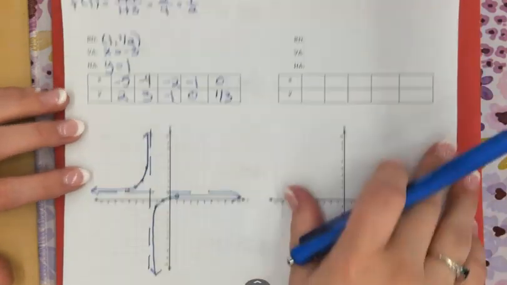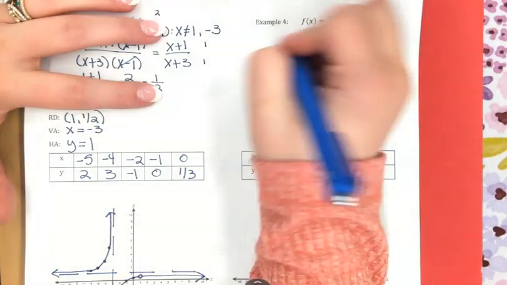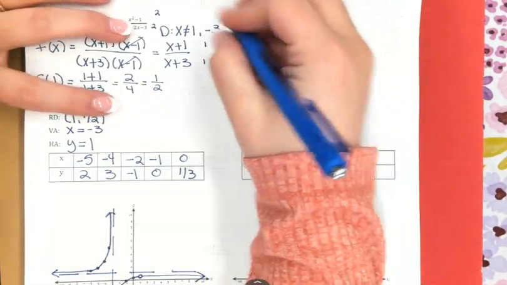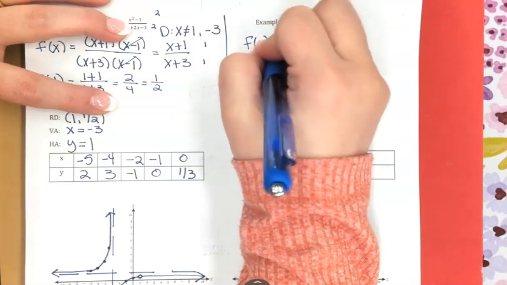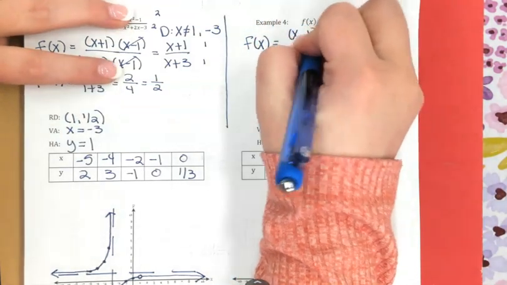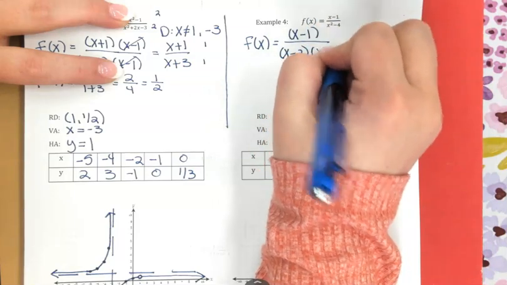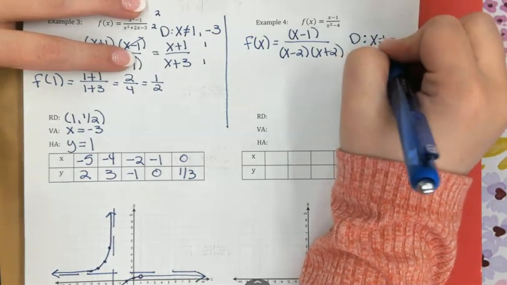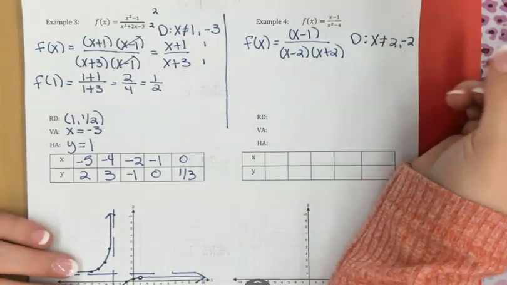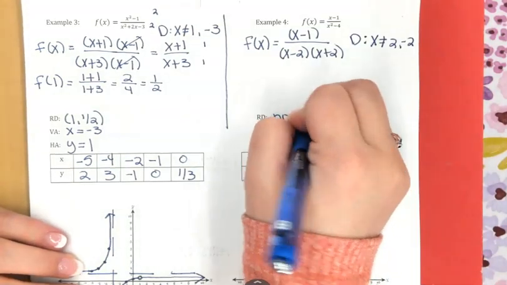Let's do one more example. Here's example 4. I cannot factor the top. So if I'm looking at the bottom, I do have a difference of squares. So that is going to be x minus 2 times x plus 2. So my domain exclusions are going to be that x cannot be +2 or -2. And I do not have anything to simplify, so I'm not going to have a removable discontinuity.